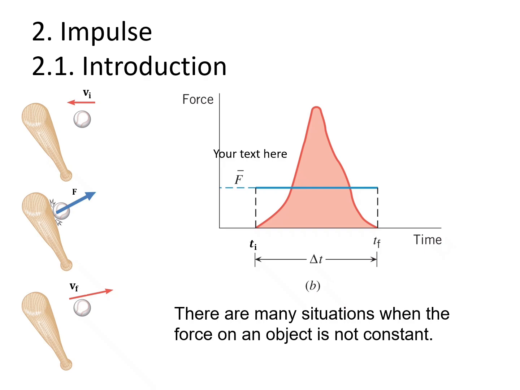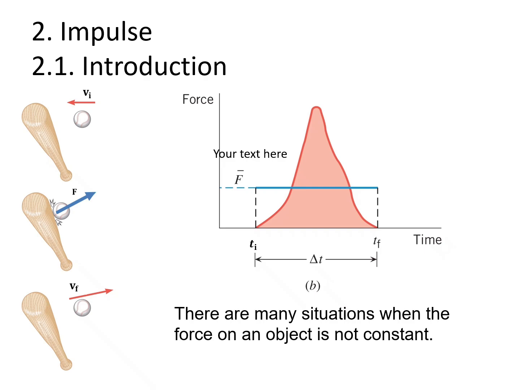There are many situations where the force on an object is not constant. A collision is one of the best examples. When the bat first touches the ball, the force may be small. As the ball compresses and the interaction becomes stronger, the force increases. Then, as the ball leaves the bat, the force decreases again. The graph on this slide shows this idea.